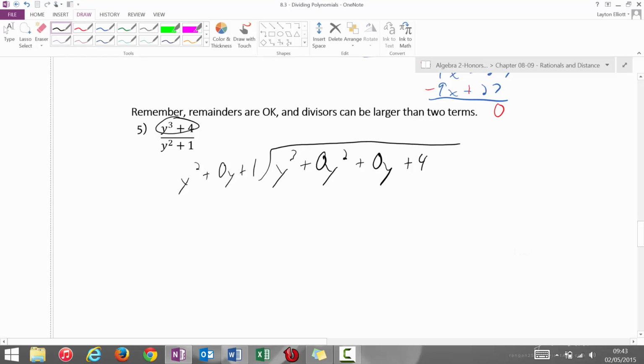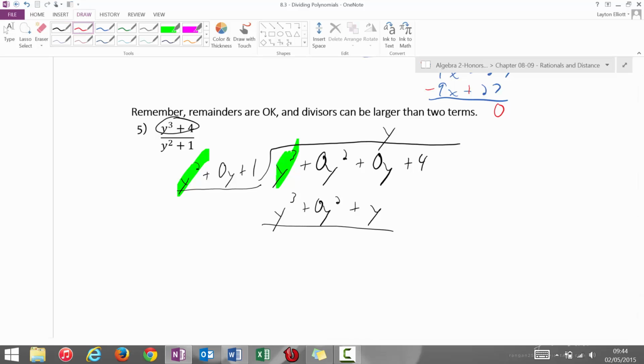How are we going to do this? Well, what do I have to multiply y squared by to get to y cubed? I have to multiply by a y. Since this is 3 terms and 3 terms, we're going to put the y right here, so it lines up with the other linear terms. Y times y squared is y cubed, and plus 0y squared plus a y. Remember to change the signs before you add, minus, minus, minus.